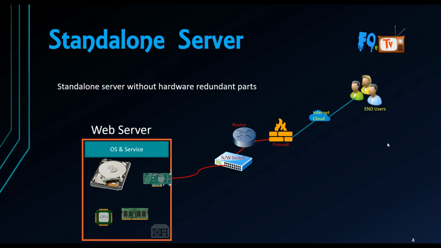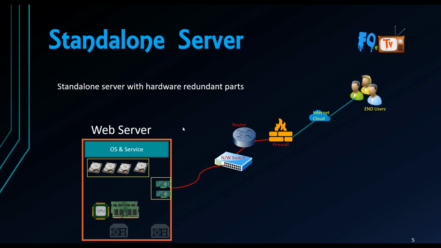So to avoid this, what are we going to do? Here there is another standalone server which has a redundant configuration, in the sense that I have multiple NIC cards here, NIC card 1 and NIC card 2.